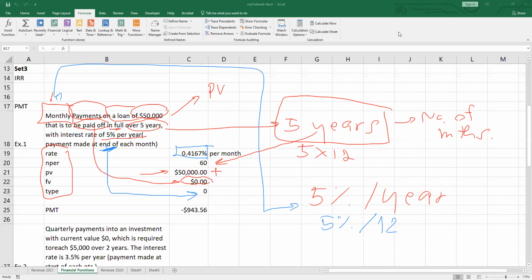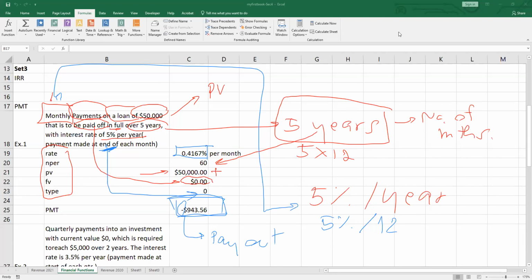Okay, so this is the way to calculate and formulate the arguments for this function. When you get this already, the thing we should notice is the PMT. The amount of PMT calculated from this example is a negative value. A negative value here means that you pay out. And logically, this is correct because we want to find the monthly payment. That means you want to know how much you have to pay each month. This is the amount of money you have to pay out: $943.56 that you have to pay to the bank each month to clear the loan.